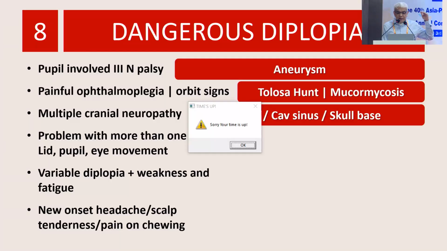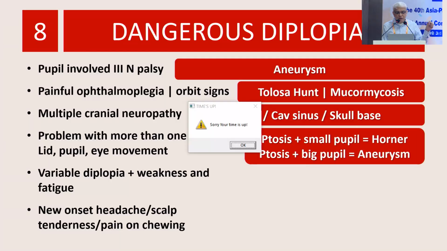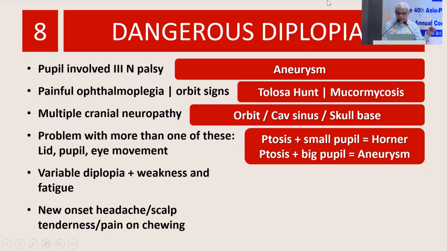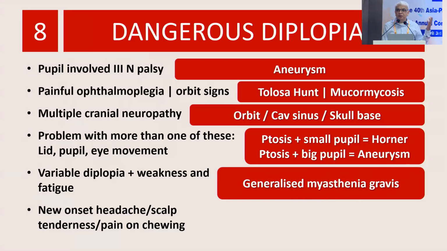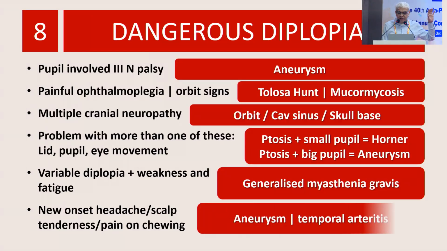If you have a cranial nerve palsy with either lid or pupil or eye movement, then you can think about, is it Horner's? If it's with a small pupil, but if it's with a big pupil with ptosis, it could be aneurysm. Variability, you know, myasthenia gravis. Don't forget that myasthenia can have serious generalized issues as well, including respiratory issues. And any new onset headache, scalp tenderness, pain, or swallowing, not only aneurysm, but you can also think of temporal arteritis. So with that, I'll just close and we can open for discussion.